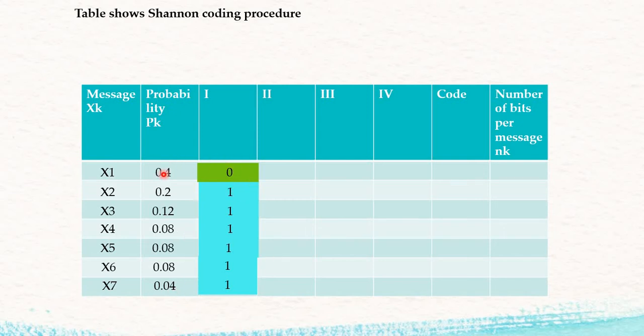So in the first step, we have divided the given probabilities into two sections. Upper one is 0.4, lower one is 0.6. Upper one is assigned a bit 0, and all lower values are assigned 1. So in this way we go for a first step. Once the first step is over, we go for the second step.